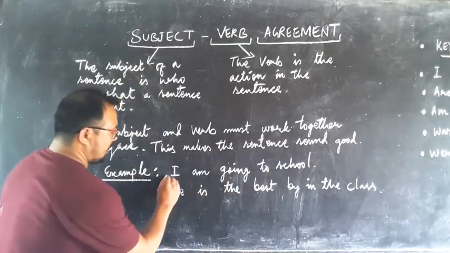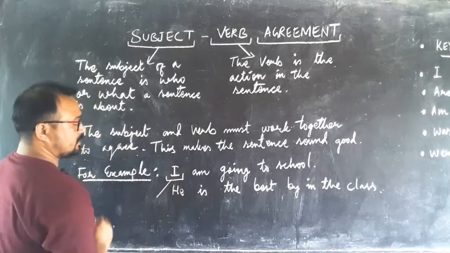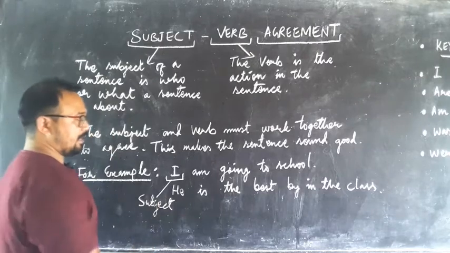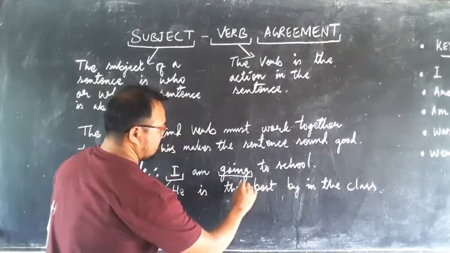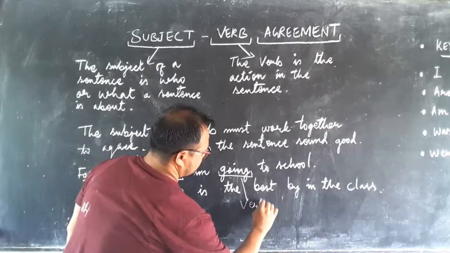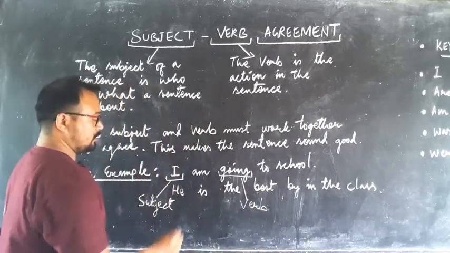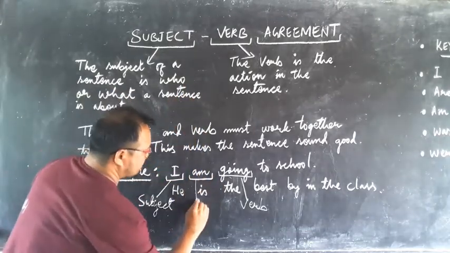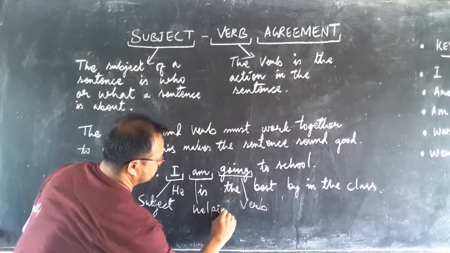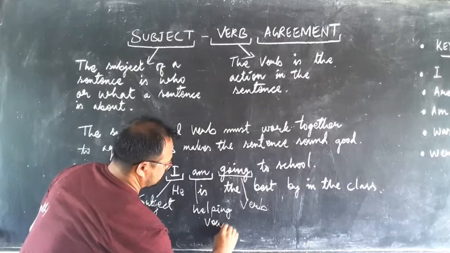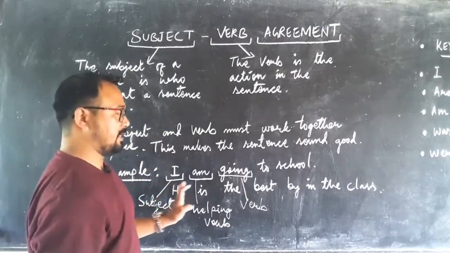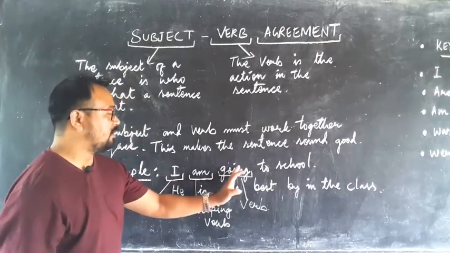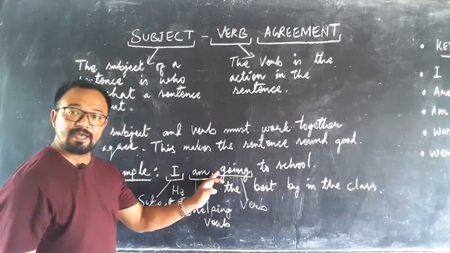Now just now I said here I, this I is a subject and going is a verb. But now this word am is used, this is actually a helping verb, which is making the sentence sound good. So this is called subject verb agreement. So your subject and the verb agree using the helping verb, that is am.